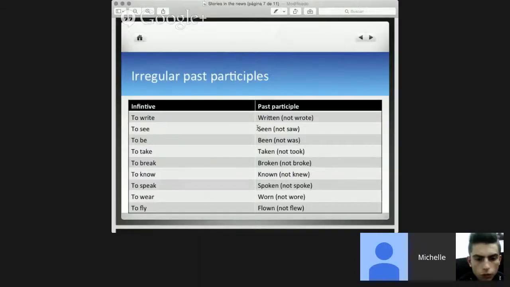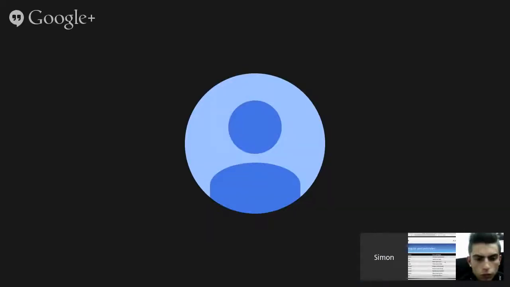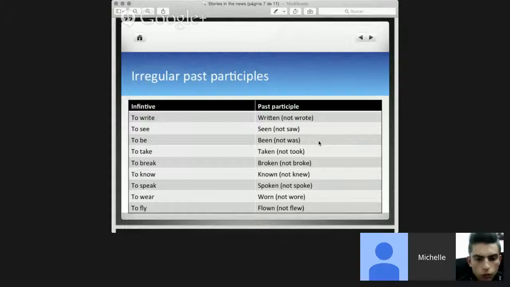Seen. So for example, right? So the movie was seen by 1 million people, right? Good. Was seen. Good. So not saw, right? Because if we use the past simple, it could be I saw the movie yesterday. So they're different. Okay. So what about to be? To be, been. It's been a great movie, I will say. Good. So yeah, exactly. What about take?